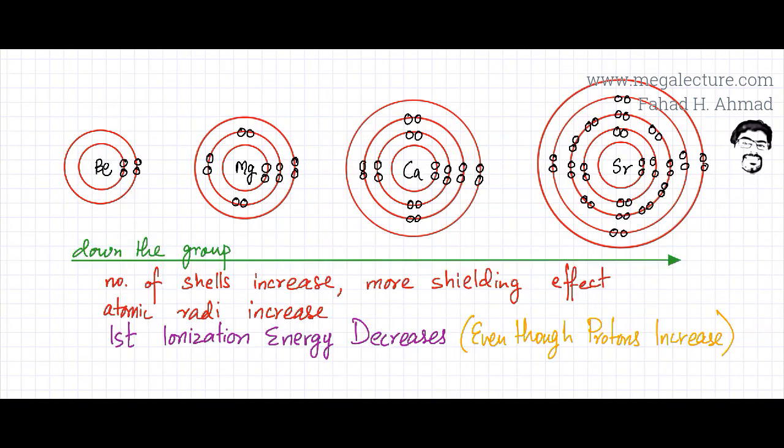Based on these electronic structures, one trend that you're going to notice down the group is that the number of shells keeps on increasing. If the number of shells keeps on increasing, there's going to be an increased shielding effect, which basically means that the outer electrons are not going to be attracted by the nucleus very strongly, because you're going to have all these electrons in the middle that will come in the way and shield the outer electrons, and the attraction of the nucleus is going to decrease for those outer electrons.